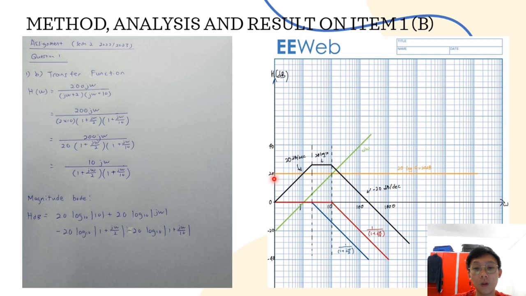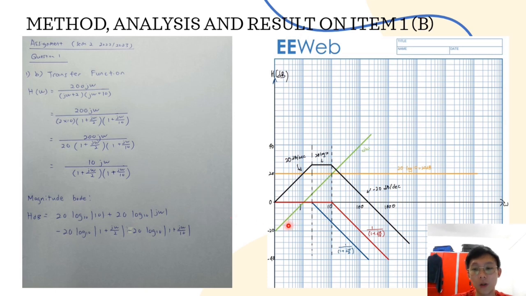That's why we will draw a constant line at 20, as you can see in the orange line, and label it as 20 log 10. After this, we will see the second equation, which is 20 log omega. And we all know that 20 log omega is 0 at the origin. Why? Because as you can see in the second equation, the omega is on the upper side, so that's why it's 0 at the origin.